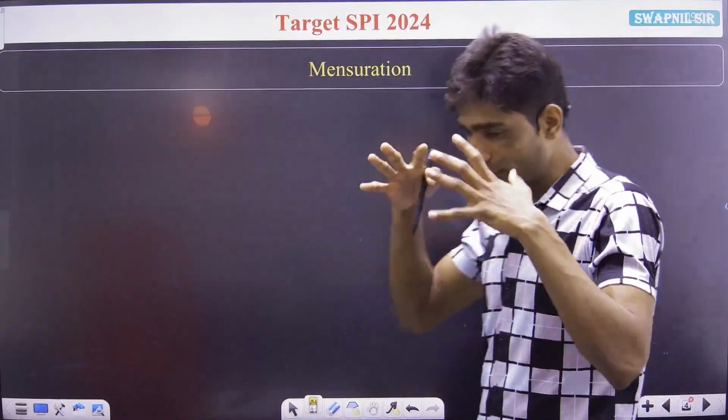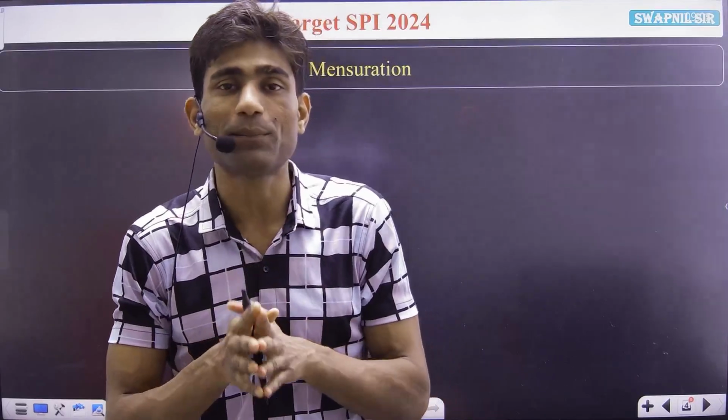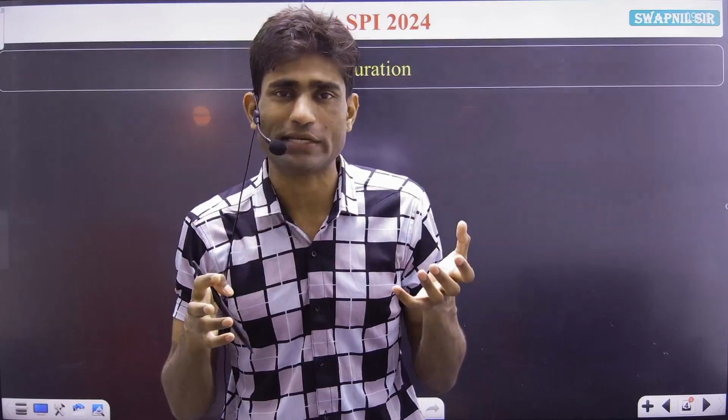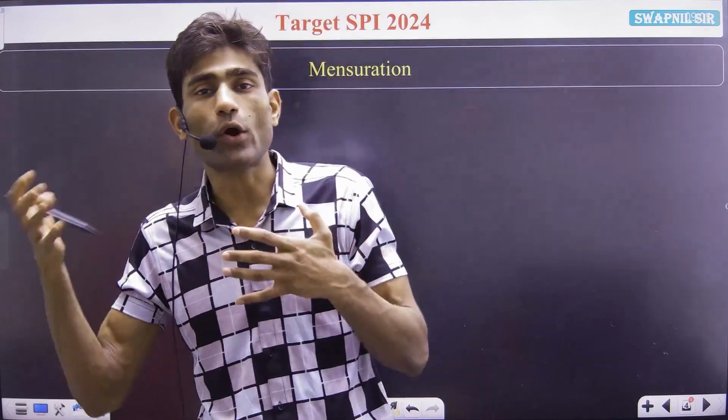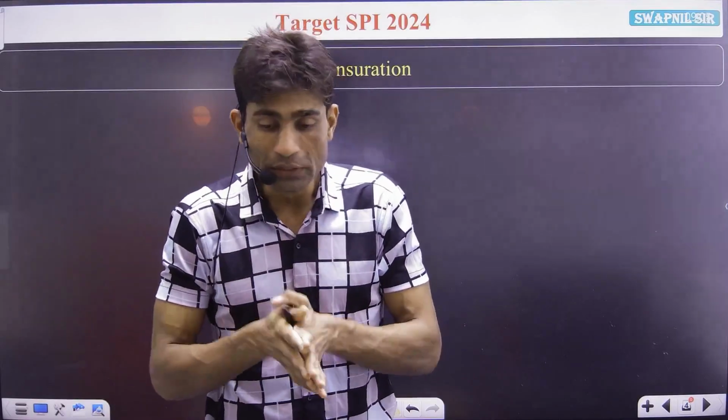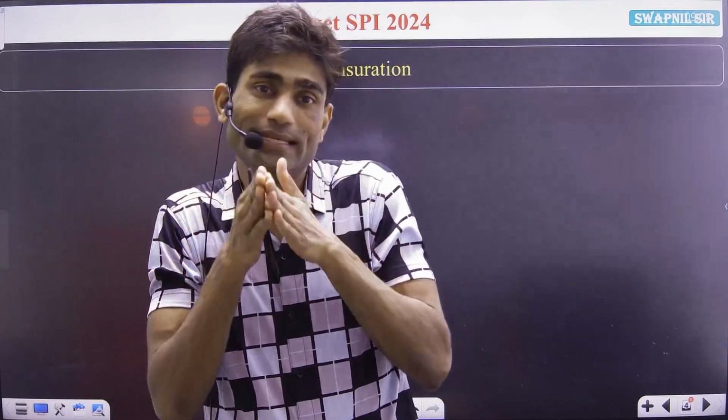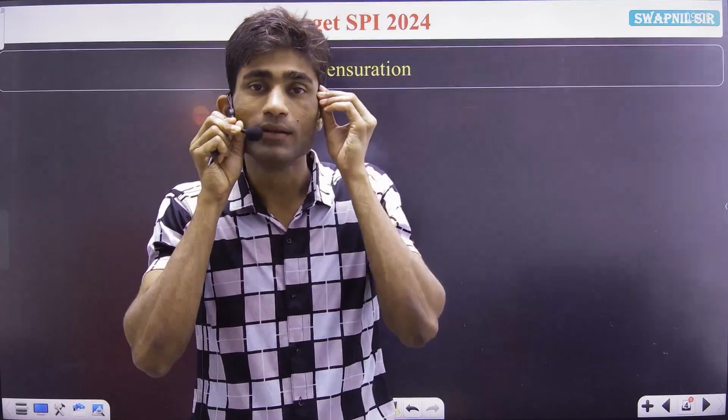Before we start the mensuration chapter, I have to explain what we are actually going to learn in this chapter, or what I taught in my previous lecture. The mensuration chapter is mainly divided into two parts: one is the plane figure, and the other is the solid figure. Plane figure and solid figure are the two major parts of mensuration.